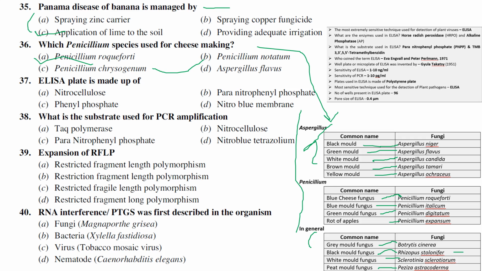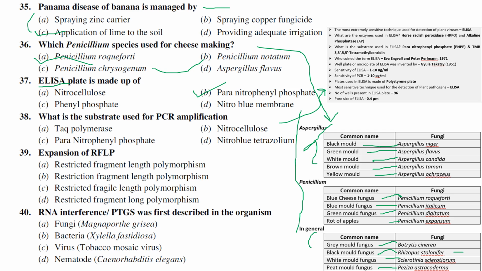The next one is, the ELISA plate is made up of. ELISA means enzyme linked immunosorbent assay. The technique was developed by Clark and Adams in 1977. This plate is actually made up of para-nitrophenyl phosphate, that is PNPP. To have a better understanding about ELISA, I have given a couple of questions here.